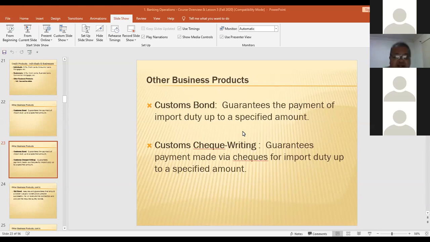So the customs check writing is similar to the customs bond, but it's different in that you present a check. With the customs bond, you do not carry any negotiable instrument with you, no check, credit card, or manager's check. But with the customs check writing bond facility, you make payment by check. Just like the customs bond guarantees the payment of import duty up to a specified amount, you can cover your customs import duties by paying via check up to a specified amount. So if Glen Shoe Store needs to declare $10,000 worth of customs duty, I would send my people with a check drawn on my account.